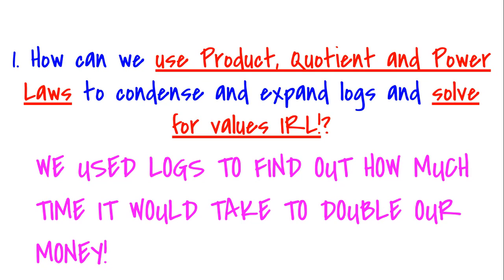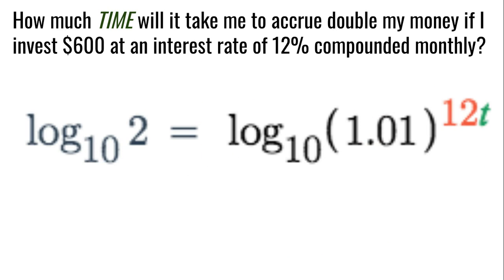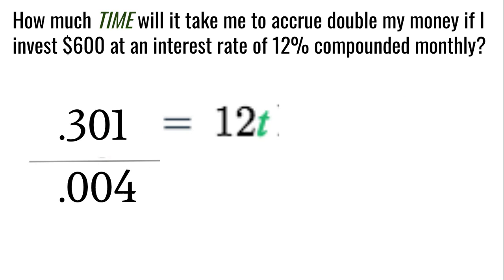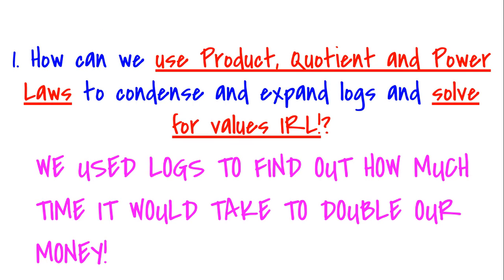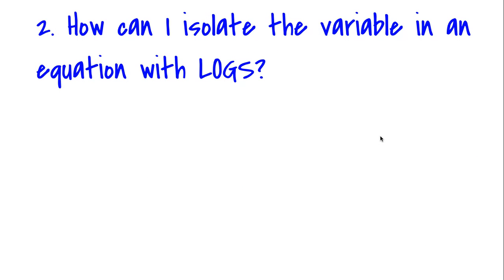So our essential questions today: how can we use these log laws and logarithms to solve for values in real life? We just did it. We found out how much time it would take to double our money. And we couldn't have done it without taking the log of both sides. This was a critical step because it allowed us to use these log laws to manipulate the expression so we can start to isolate our variable. It would have been just super hard to solve for it when our variable was here in the exponent being multiplied by 12. What? No way.